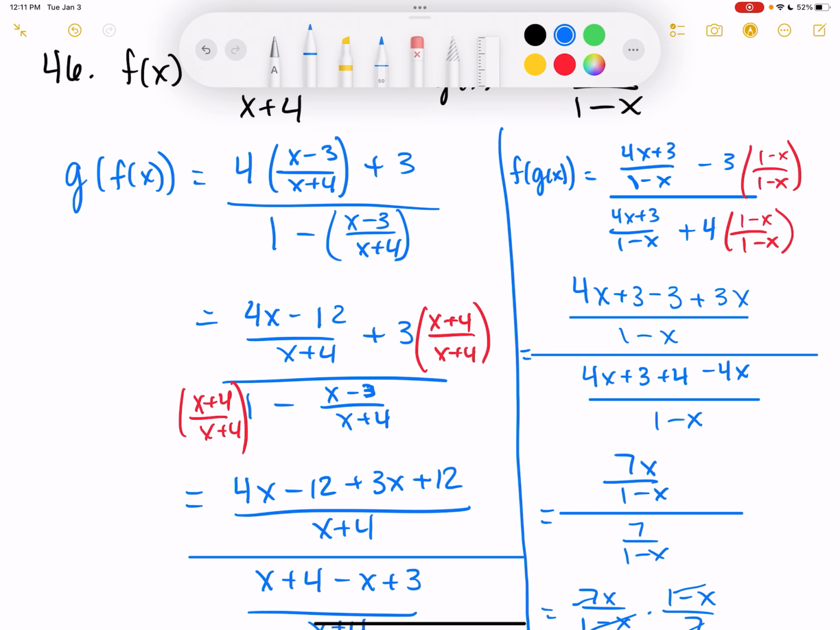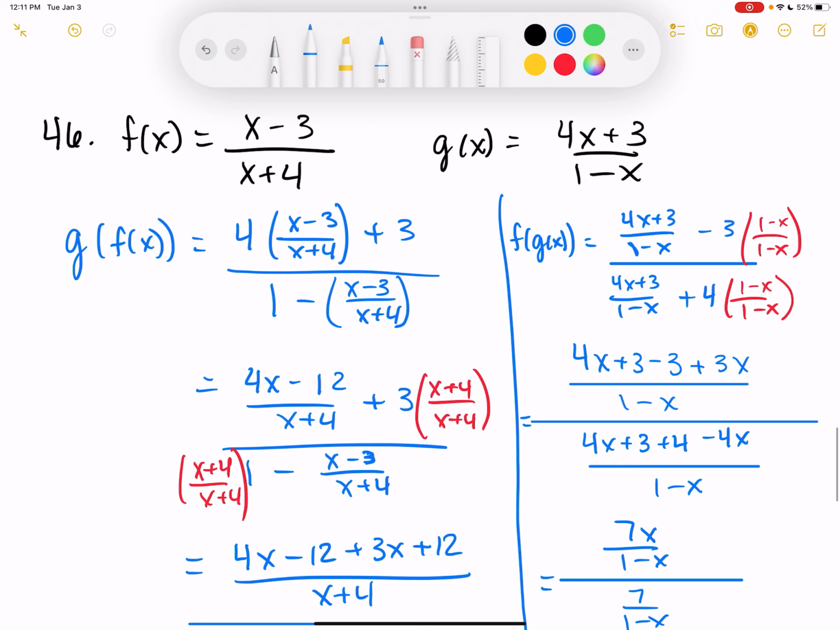All right, so we had to plug in g of x into f of x. So that's the blue step. Then the red is what I had to multiply by to get a common denominator, top and bottom, for each piece. So then that gave me on top 4x plus 3 minus 3 plus 3x over 1 minus x. Since that was a common denominator, I just lumped it all together. Then I did the same thing on the bottom, got 4x plus 3 plus 4 minus 4x over 1 minus x.